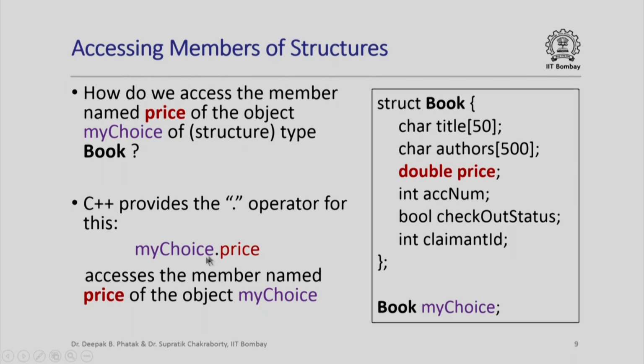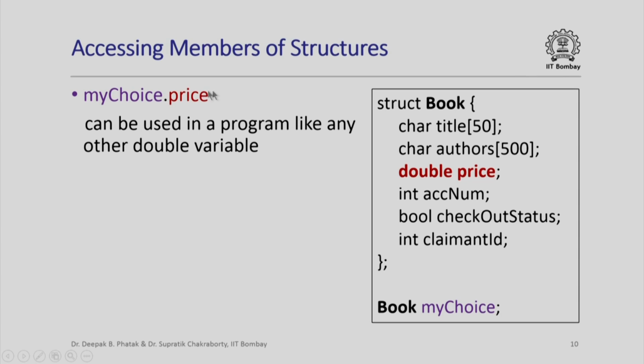So when we say my choice dot price, we are really accessing the price named member of my choice, which is an object of this structure book, and because my choice is an object of structure book, therefore it will have all of these members, and therefore we can indeed access the member named price.